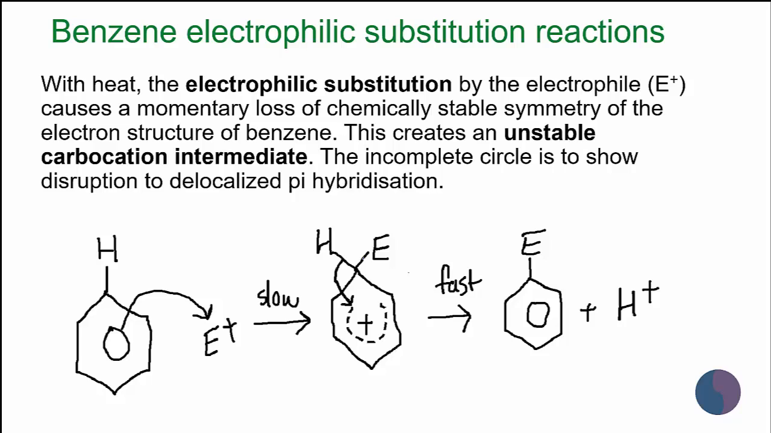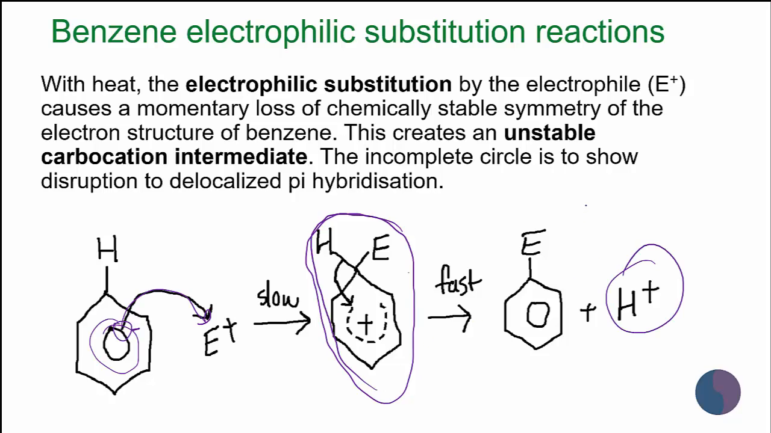You basically get some sort of instability for some reason, and so there's some sort of concentration of electrons somewhere in the ring. And so therefore an electrophile, something positive, is attracted to it, and then you get this carbocation forming, and then the H plus can pop off. Okay, so that's the general rule.